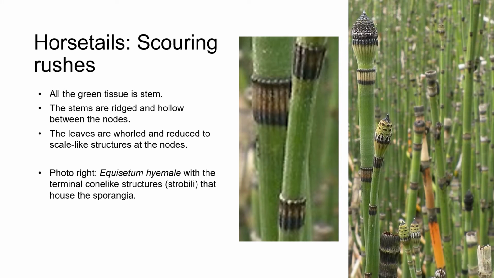The leaves of the scouring rushes are arranged in whorls and are reduced to small, white, scale-like structures that you can see right here at the nodes on the black area of the stem. All the green tissue here is stem, which is ridged, and the stem is hollow between the nodes.